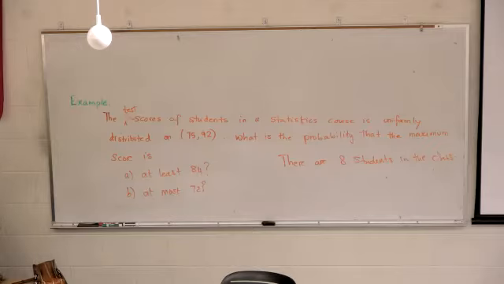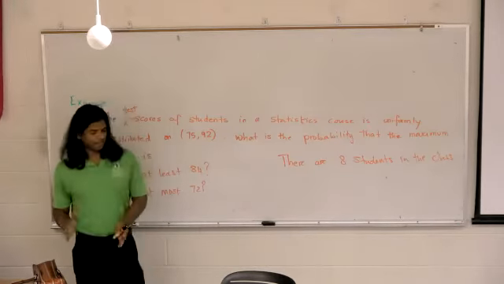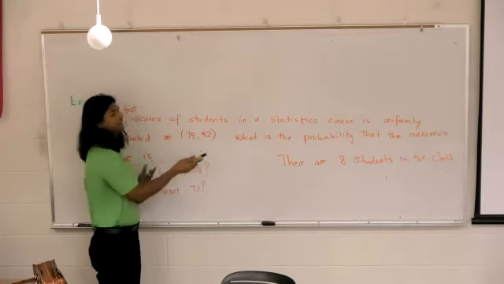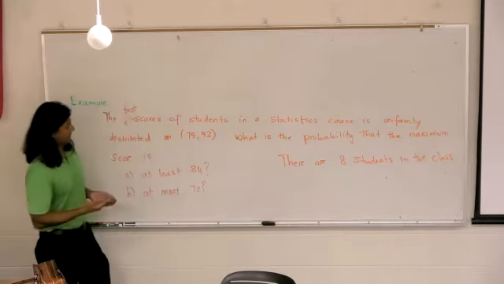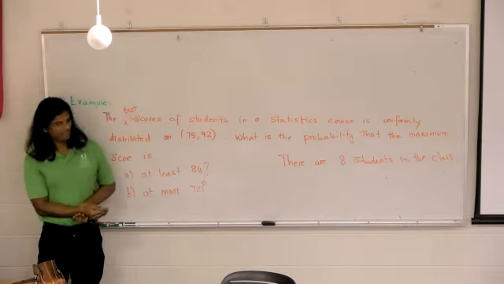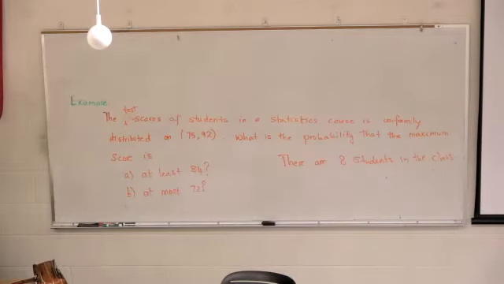At most 72. Do we expect that probability to be large or small? Tiny. If you have 8 students and their scores are uniformly distributed on this interval, and I'm asking what the chances are that the maximum will be just 72 or below, it can't be high. So even before you start a problem, you can use intuition and try to come up with the correct answer.